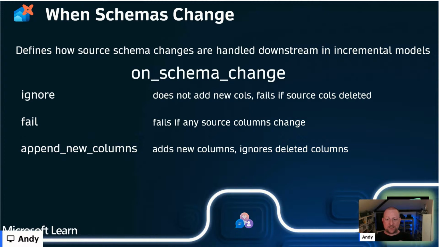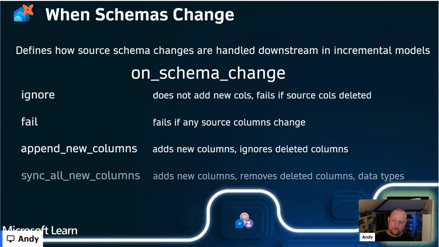But what append new columns does is it adds new columns. So if it sees new columns in the DBT model definition, it'll add those in downstream to the destination. So if I've added a new column to my dimension table, it's going to modify that dimension table to add that new column in. But it ignores deleted columns. So if you've removed a column from your DBT model definition, that doesn't get deleted. Right? But hold that thought when we look at the limitations of the Fabric Warehouse.